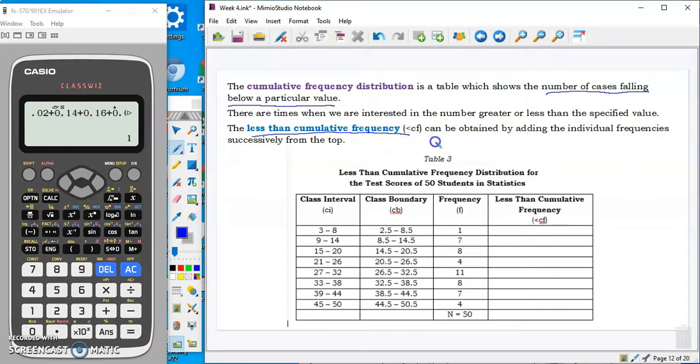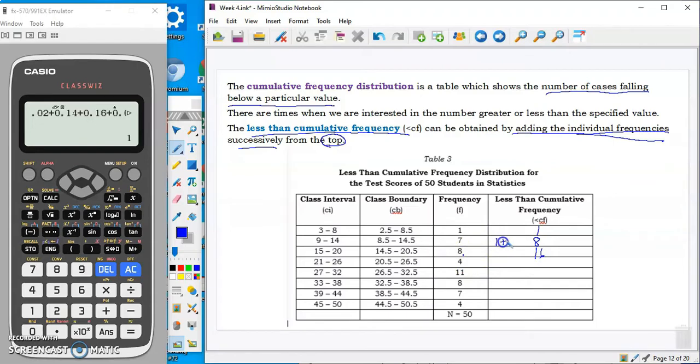The less than cumulative frequency, we obtain this by adding individual frequencies successively from the top. So if it's from the top, we start with the topmost. We add the individual frequencies, but we have to start with something. So in the first interval, we start with 1. Then we add another value. That would be 1 plus the frequency of the second class interval, that would be 1 plus 7. So we identified 8. 8 plus 8, that would be 16.